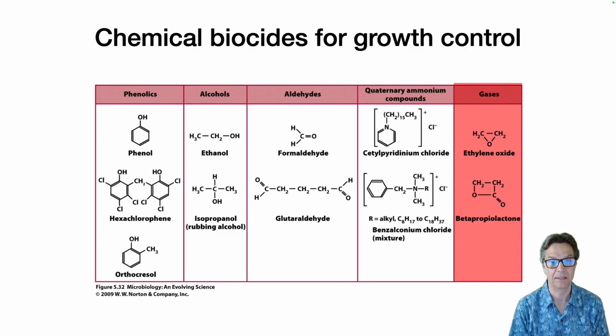materials. Ethylene oxide, for example, when they package syringes, they will then treat them, sterilize them by treating them with a gas. And these gases will penetrate the plastics, kill anything that's in there, and then make the material sterile.